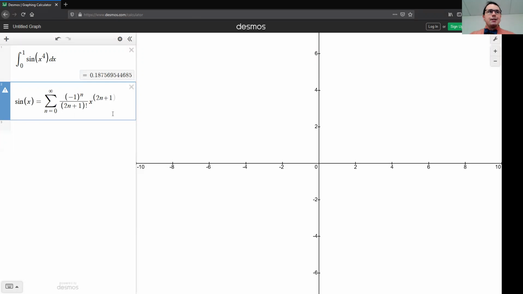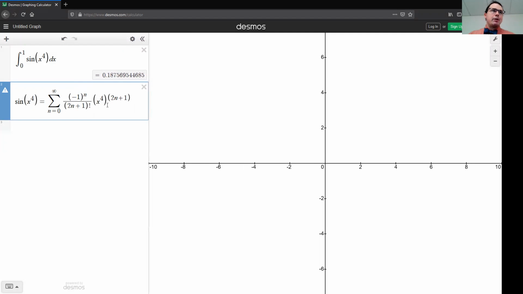Now, this is a fairly common Maclaurin series, but it's not quite the function that I'm interested in. So I'm going to manipulate the left-hand side of this equation. I'll replace x by x to the power 4, because that's the actual function I want to see. On the right-hand side, if I want to keep everything balanced, then I need to raise this x to the power 4 as well. So now I have x raised to the power 4, and then raised to the power 2n plus 1.